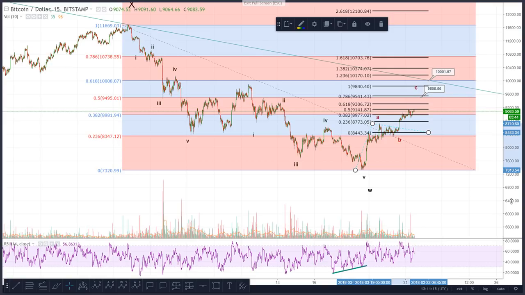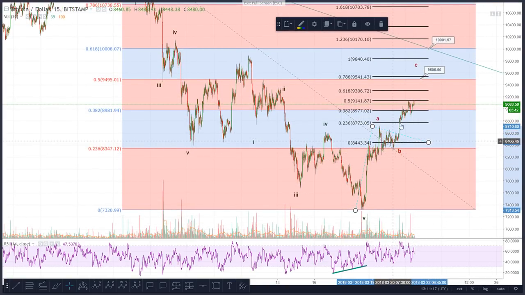Now, as you can see, where price is right now, C is currently a 50% extension of wave A. It's reached this 0.5 level. That's why it's shown a little bit of resistance at this level. But 50% is not a typical fib extension. These are much more common, 0.618 and 0.786, with the 0.786 corresponding quite nicely with the 50% retracement of the W wave.